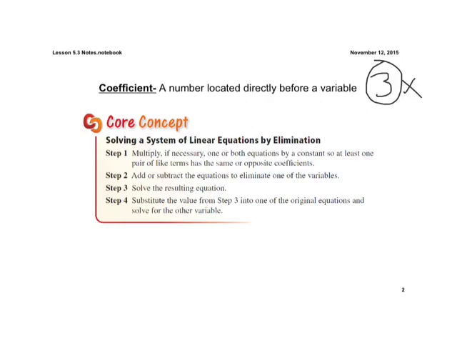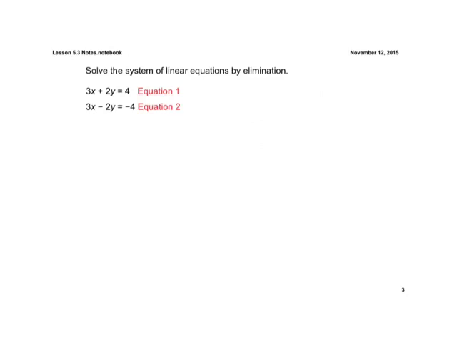Okay, step 3, we're going to solve for either x or y after we eliminate one of them. Step 4 is just like section 5.2, we're going to go ahead and substitute back in to the other equation, one of the two, to solve for that other variable x or y. In the end, we're going to get a solution. We're going to get an ordered pair, just like the previous couple days. Alright, let's go ahead and do an example here.